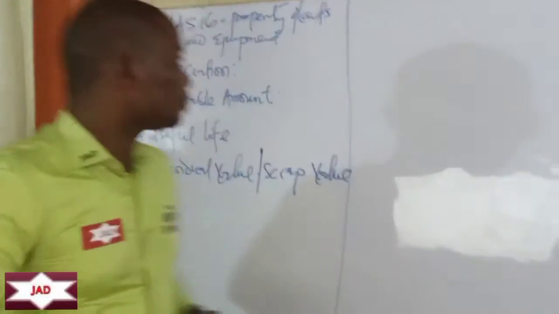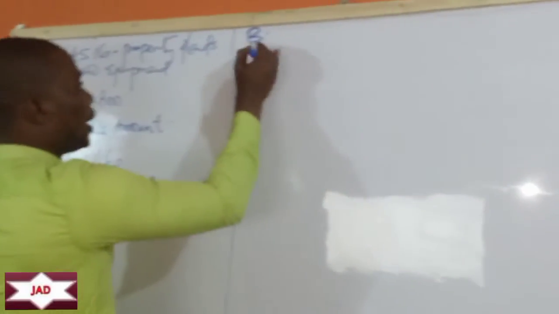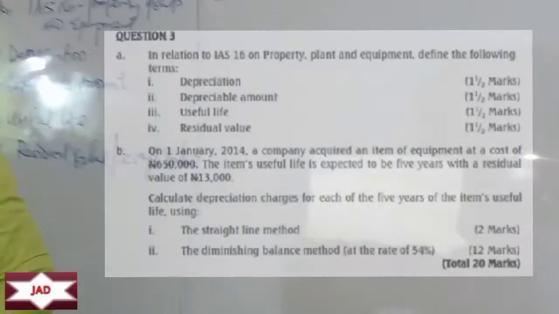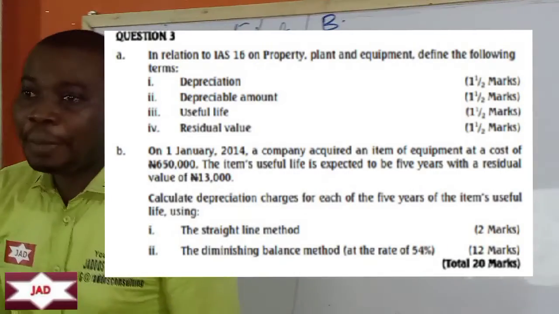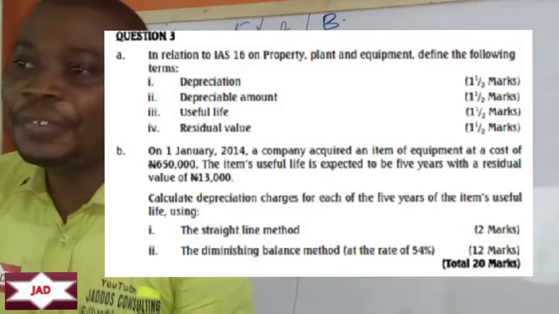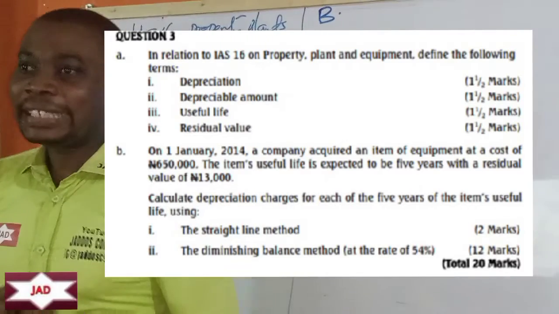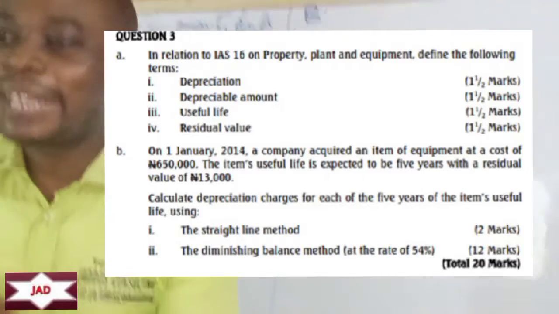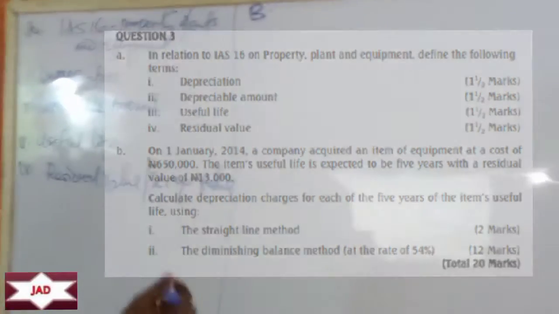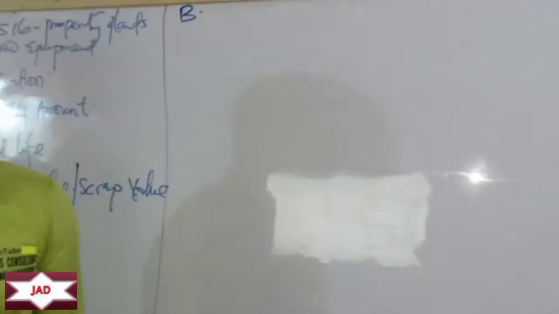So the next part here, which is B, is saying that on the 1st of January 2014, a company acquired an item of equipment at the cost of 650,000 naira. The item's useful life is expected to be 5 years with a residual value of 13,000. So let's break that down. We have item of equipment.